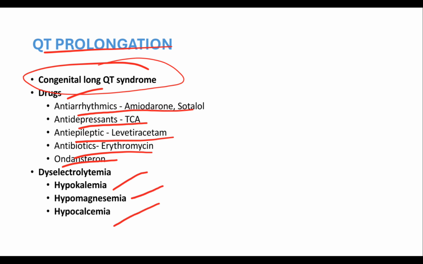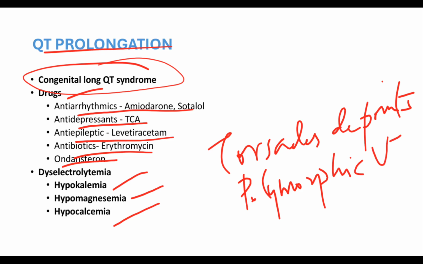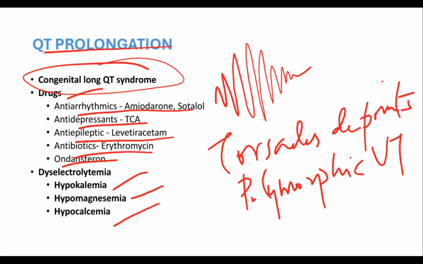predispose to torsades de pointes. Torsades de pointes is actually a polymorphic VT. So it is going to be a polymorphic ventricular tachycardia. It is like circling around a point. That's what the term means. Torsades de pointes, right? And the management is going to be magnesium sulfate. Even if magnesium turns out to be normal in the lab values, the initial management of torsades de pointes is IV magnesium sulfate.